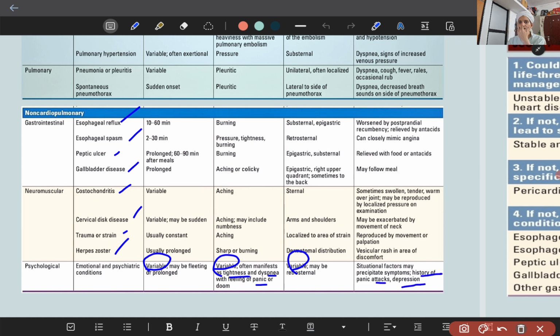So by this we conclude the causes, clinical features, and the definition of chest pain. In the next class, we will discuss how to approach a patient with chest pain in the emergency department or in the OPD, and how to investigate him and how to treat him.